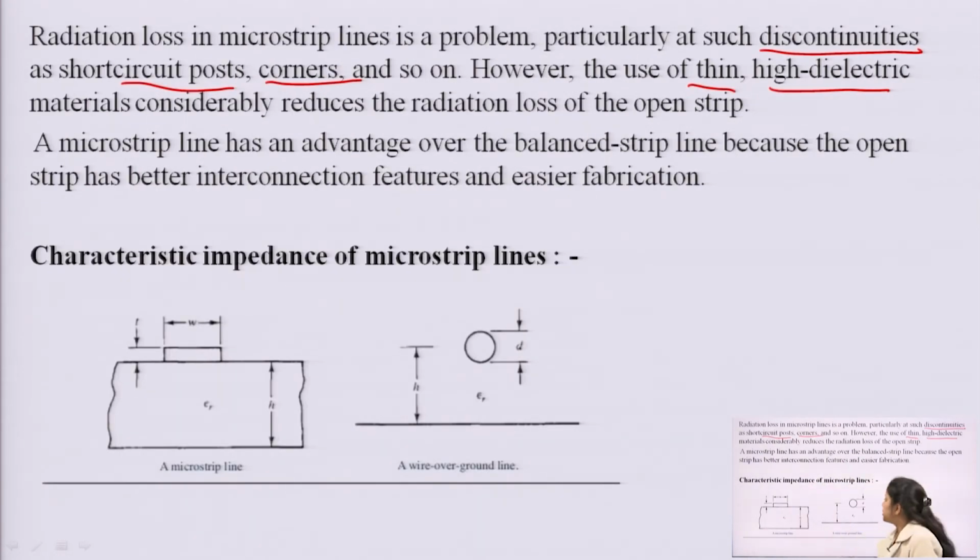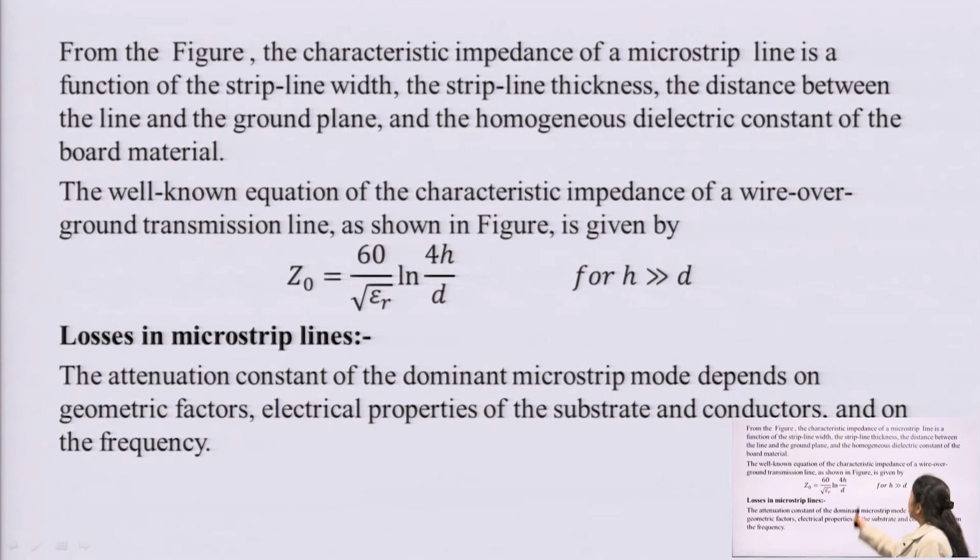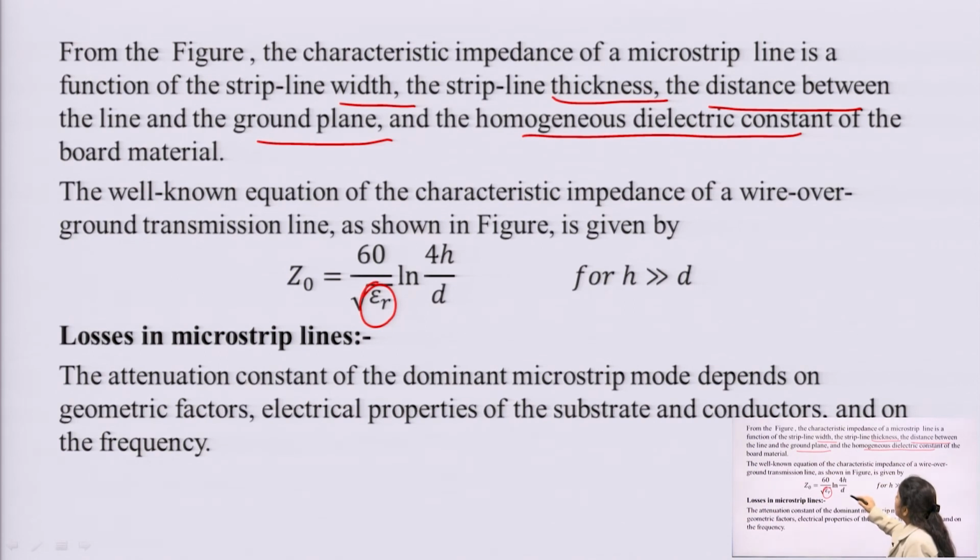Now, the characteristic impedance of a microstrip line. So, what are the important parameters which play an important role? The characteristic impedance of a microstrip line is a function of the strip line width, strip line thickness, distance between the line and the ground plane, and the homogeneous dielectric constant. We can see the dielectric constant, the distance between the line and the ground, and the width of the strip line, and already we have known that H should be greater than D.